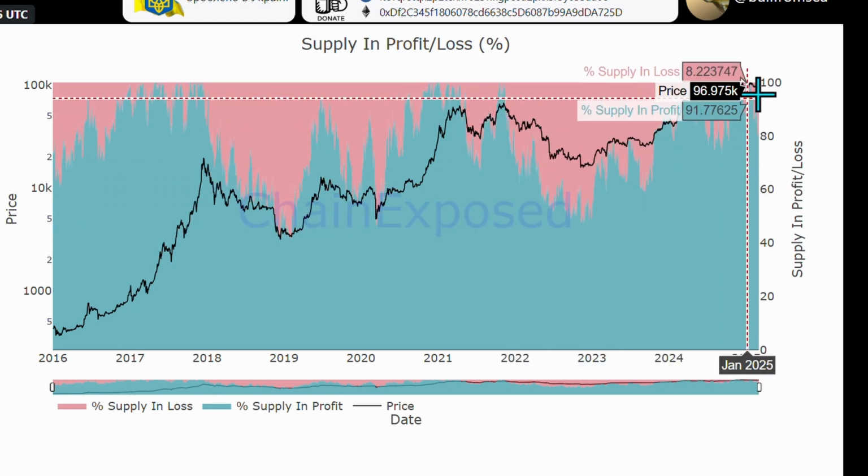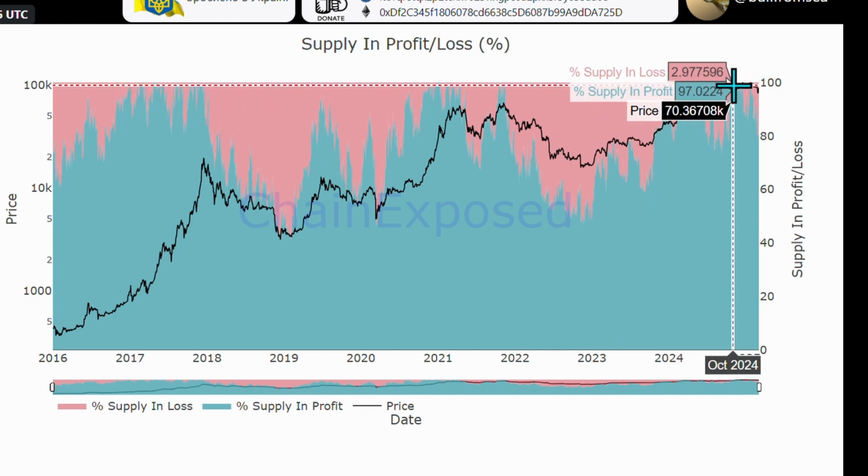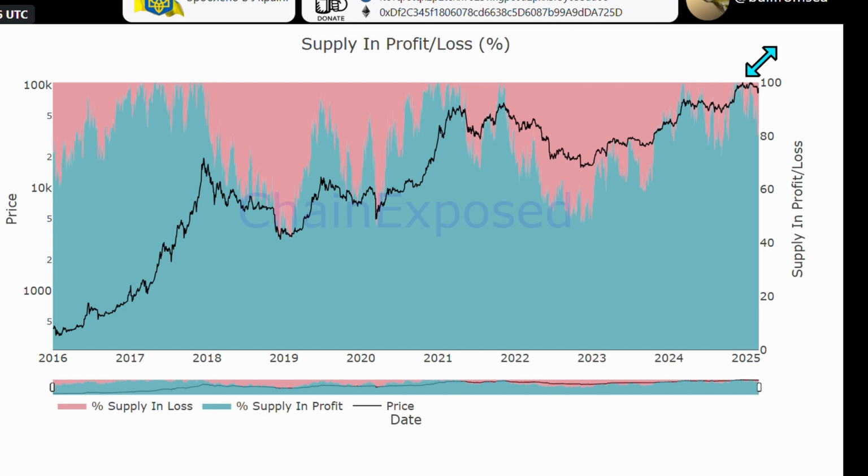A lot of people are in profit. A lot of people would be motivated to sell here because if it comes down again, then they would have missed an opportunity. Again, why it's always important to take profits.